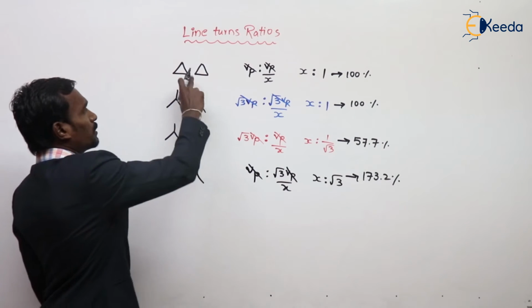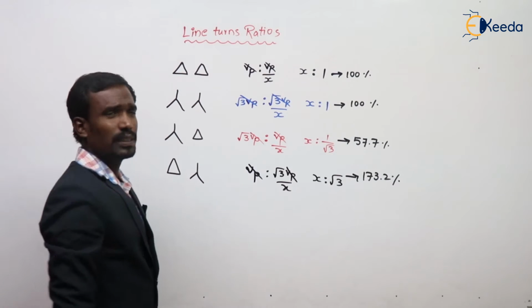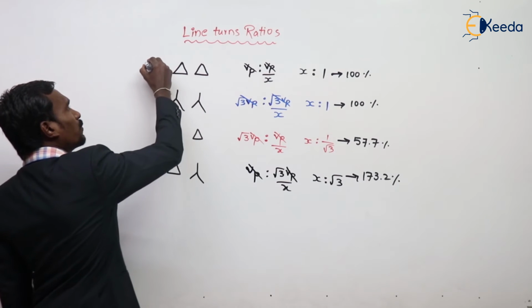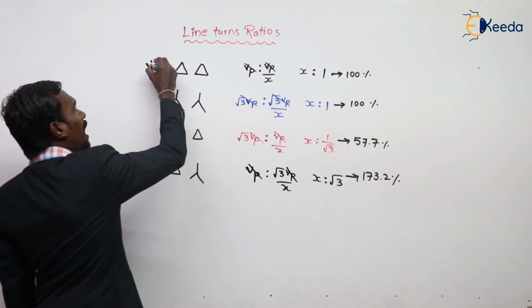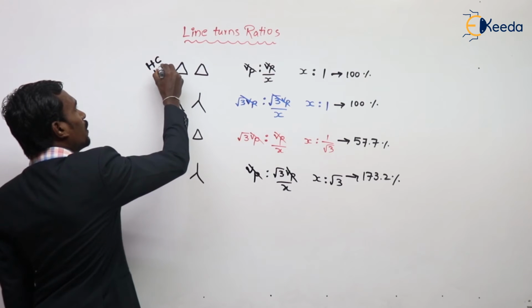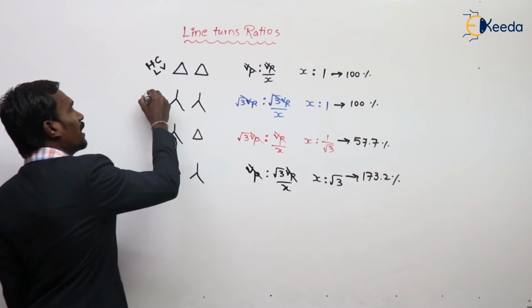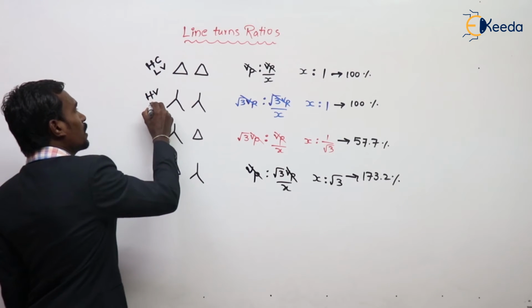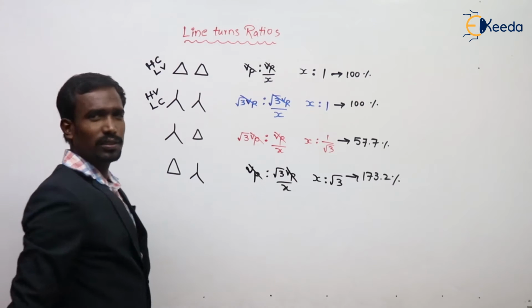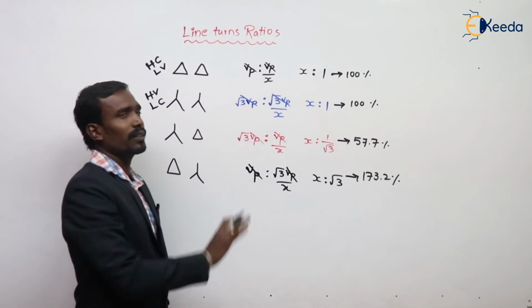So we discussed delta-delta and star-star. Delta-delta is used for high current, low voltage applications. Star-star is used for high voltage, low current applications. We know that, it is clear.